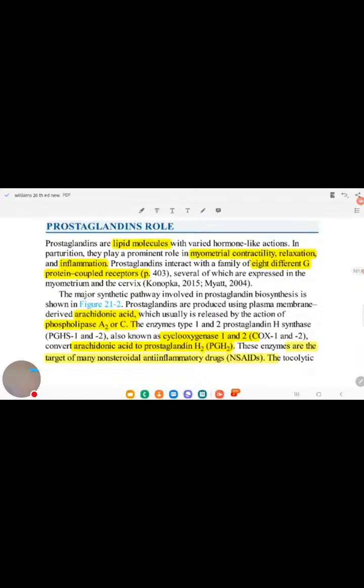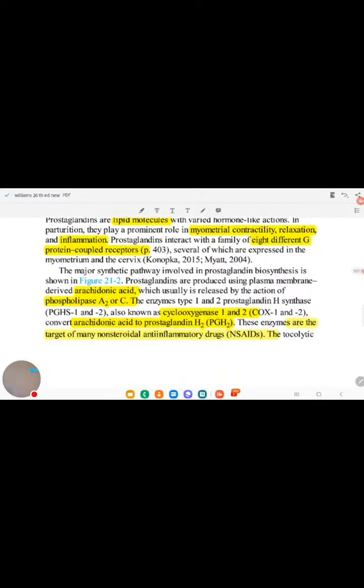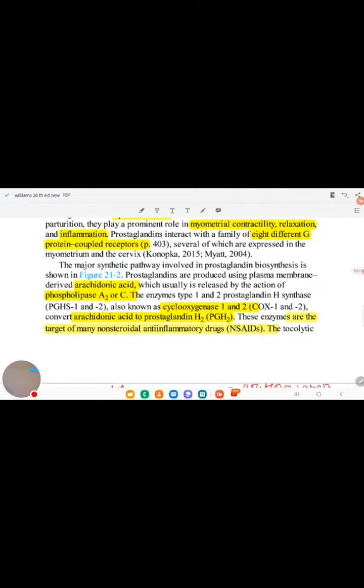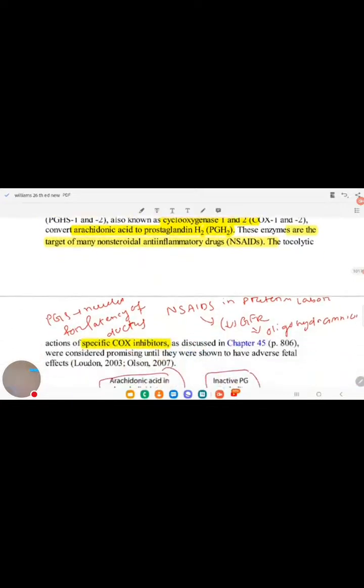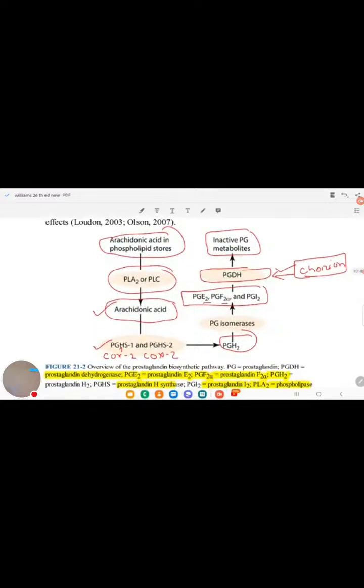What is the role of prostaglandin? Prostaglandin is a lipid molecule with hormone-like action. In parturition, it plays a prominent role in myometrial contractility, relaxation, and inflammation. Prostaglandin interacts with G protein-coupled receptors, which are expressed in the myometrium and the cervix. The major synthetic pathway is synthesis from arachidonic acid with the help of the enzyme phospholipase A2 or C.